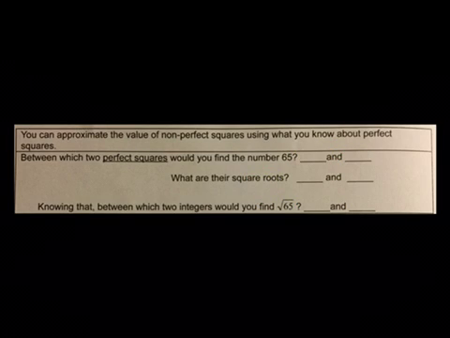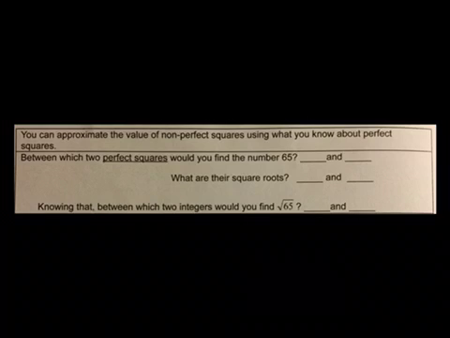Alright, so you can approximate the value of non-perfect squares using what you know about perfect squares. Between which 2 perfect squares would you find the number 65? So the way we're going to do this is, 65 is not a perfect square. So we're trying to figure out which 2 perfect squares 65 falls between. So the square root of 65 is not going to come out to be a nice integer for us. It's going to come out to be a decimal. But to make it easier on us, we're finding which 2 perfect squares 65 falls between.